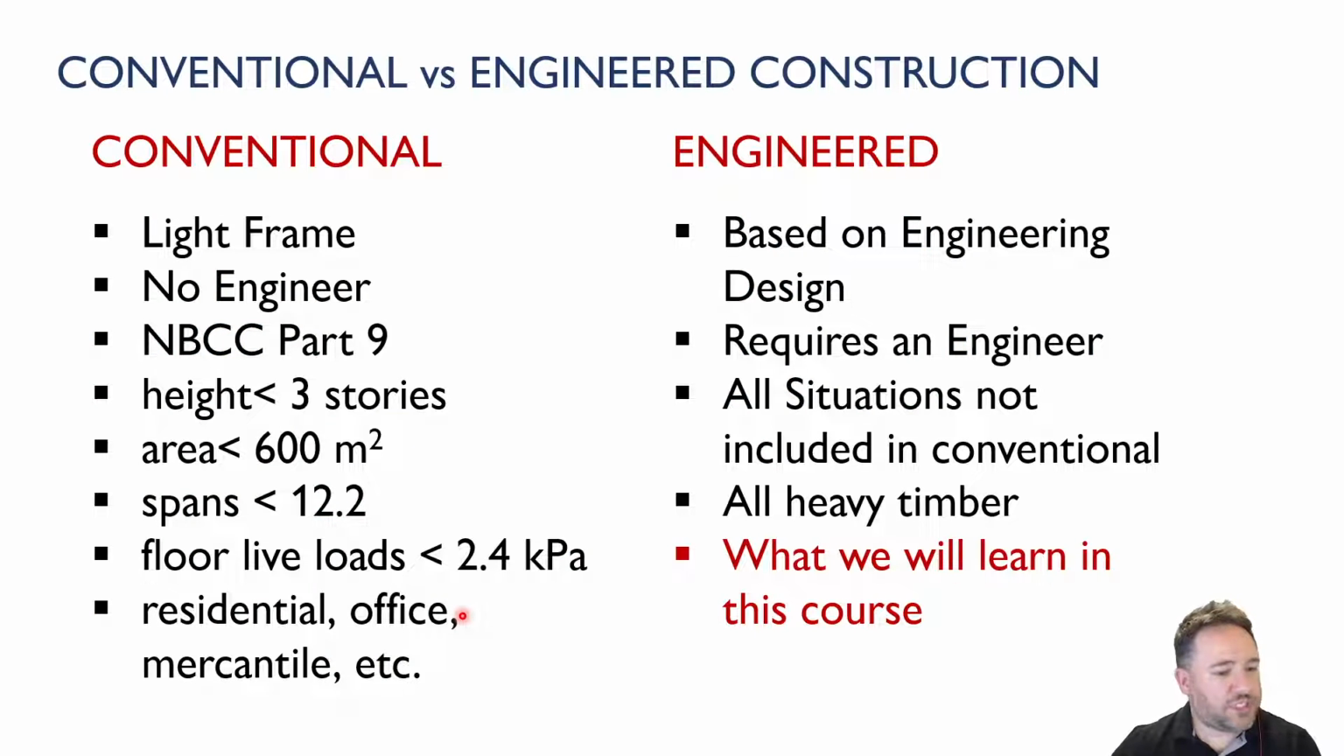So what's the difference here between conventional and engineered construction? Conventional construction is the first part of this presentation, which was about light frame construction generally, which generally does not require an engineer as long as it's designed according to the National Building Code Part 9 or the equivalent, the Ontario Building Code or other provincial jurisdictions' building codes, which all have some section of the code that is basically for non-engineered timber construction.